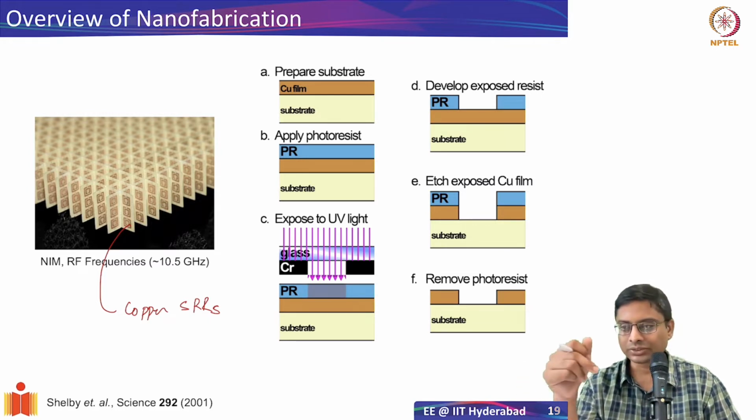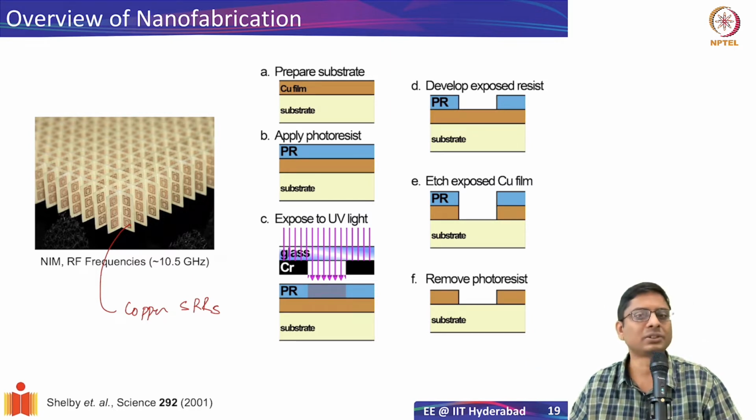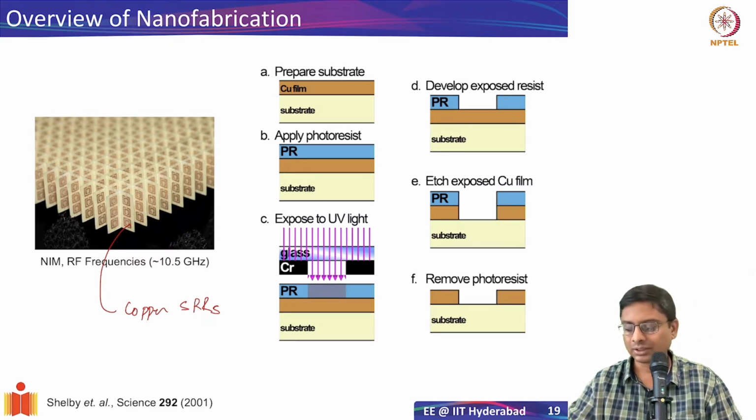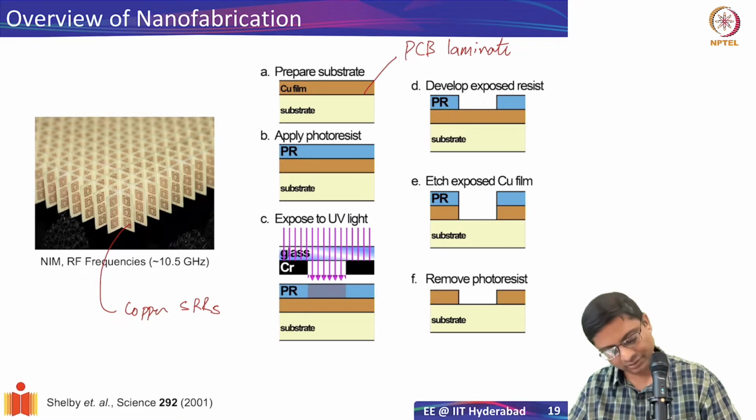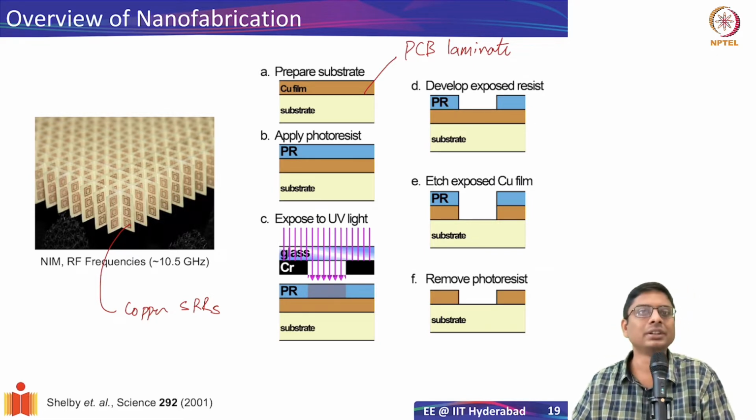All right. So to start with, let's say you have this substrate containing a copper film. That's what we buy. We call this a PCB laminate. Let's say the PCB laminate will be a substrate. In this case, that will be mostly an FR4 substrate coated with a copper film like this. Okay. So now we want to pattern it.